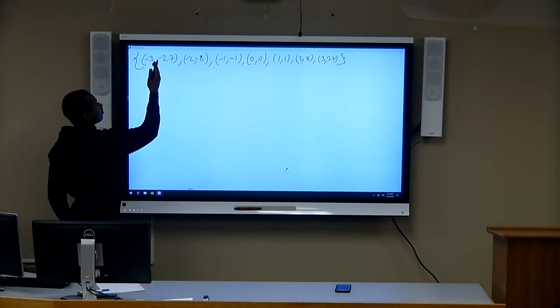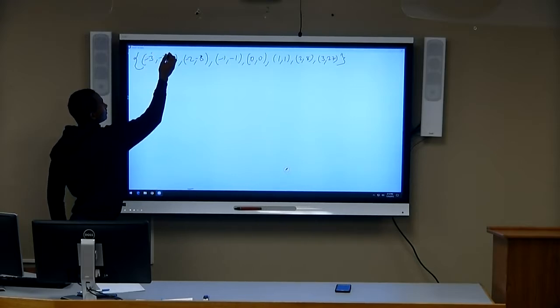So the domain is going to be, let's assume this is the x side, and this is the y side of each ordered pair. Let's say this is the x side, this is the y side.